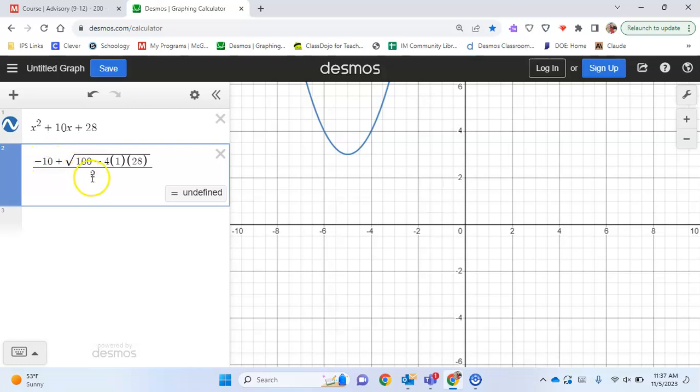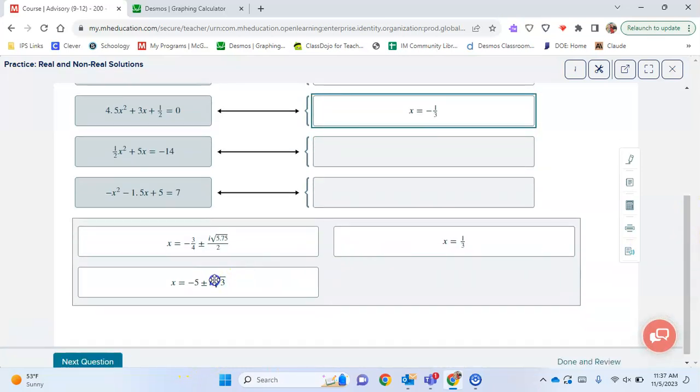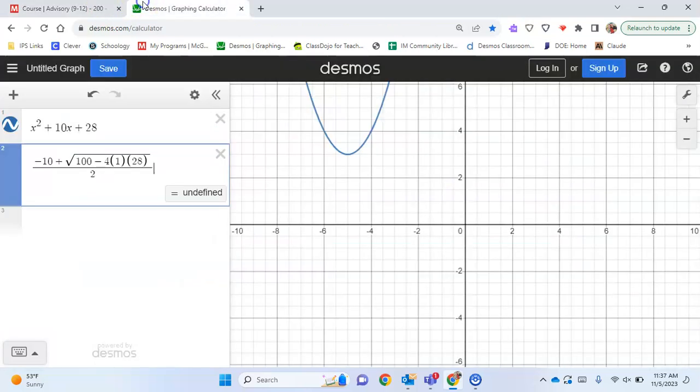So we got -10 divided by 2, which is -5. -5 plus, yeah, it's got to be this one. -5 plus i times the square root of 3. So let's see, -12 is 4 times 3. The square root of 4 is 2. The 2's cancel out, so you just have i times the square root of 3.